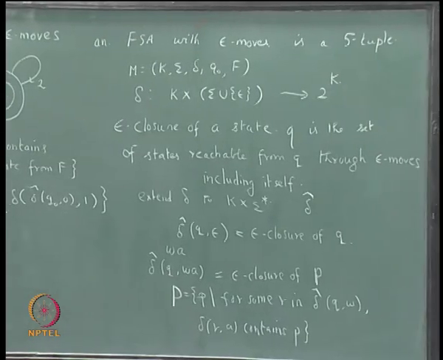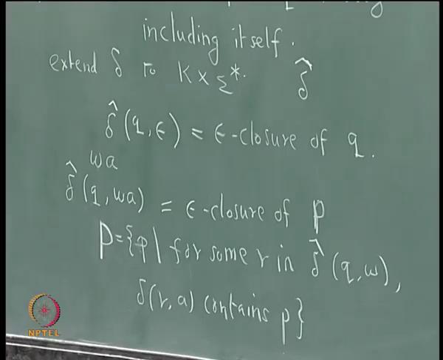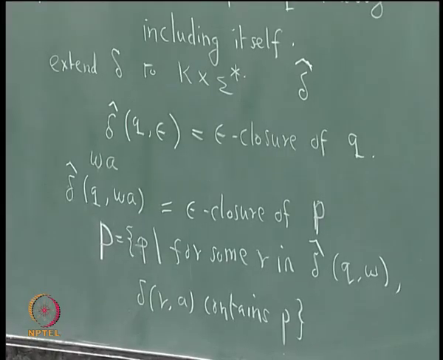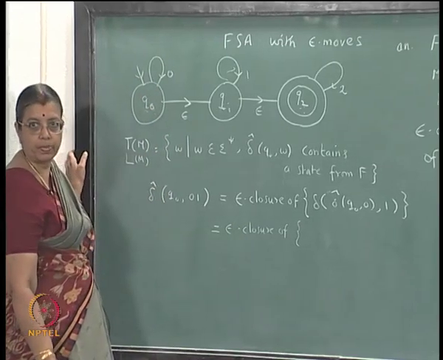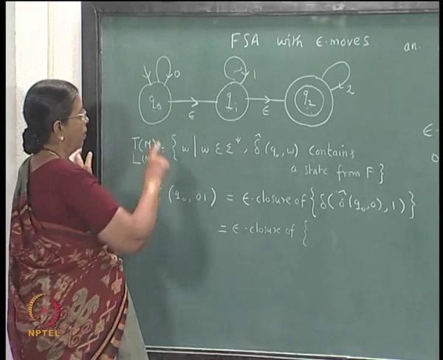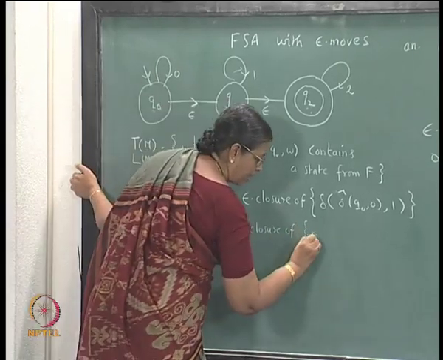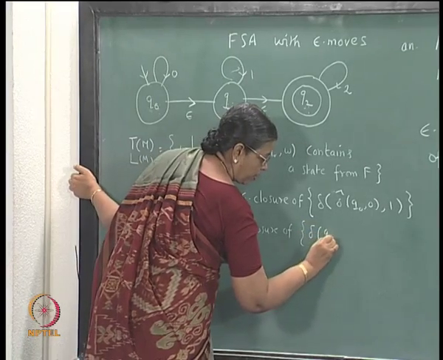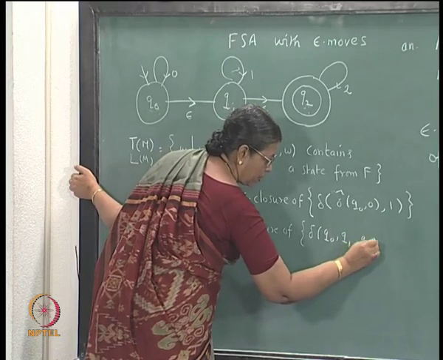So, what will this be? This is epsilon closure of, what is delta cap q naught 0? Q naught q1 q2, all from q naught after reading 0 you can be in q naught q1 q2. So, this will be delta of q naught q1 q2 1.